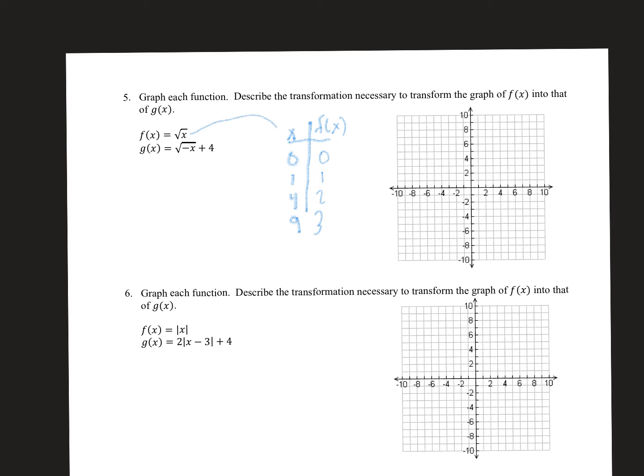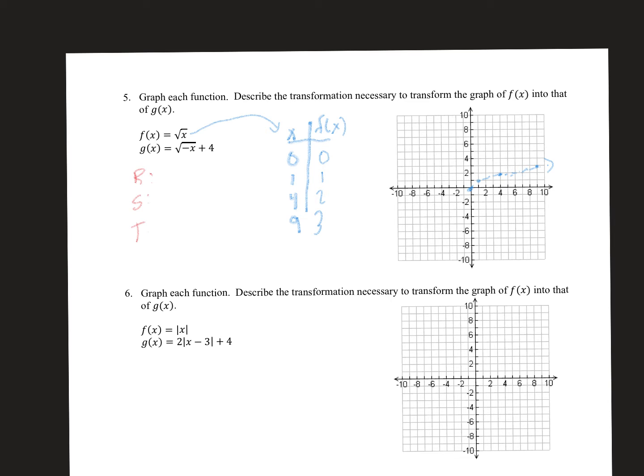So this is the function that I just did. I'm going to graph it out. 0, 0, 1, 1, 4, 2, 9, 3. And I'm going to dash that in. There. Now I'm going to transform it. But before, I'm just going to come over here and kind of talk through my transformations.